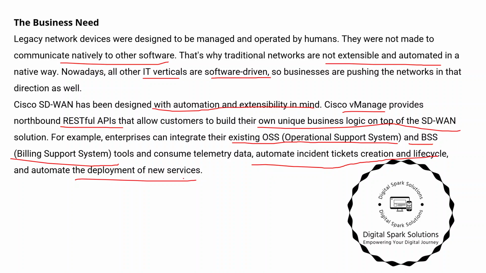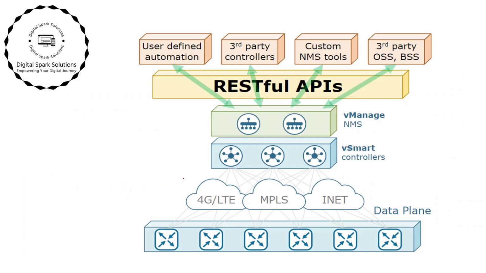The northbound APIs open a new world of possibilities to network engineers as well. Many trivial operational tasks that consume lots of time and effort in a large-scale environment can be easily automated. For example, configuration audits, network/security audits, inventory reports, automated backup/restore, third-party tools integration, and so on. Let's take a look at the most typical use cases.